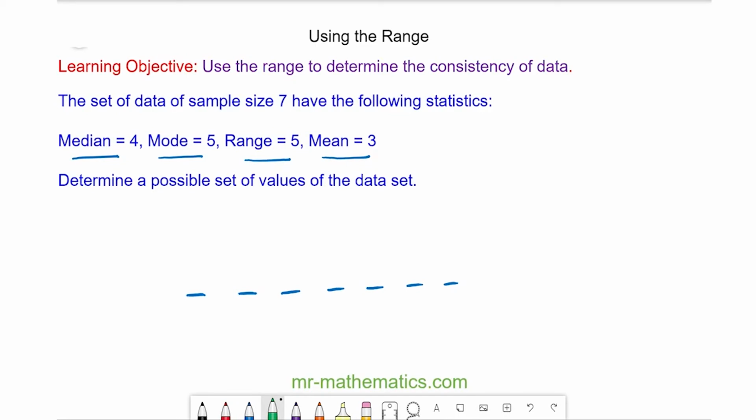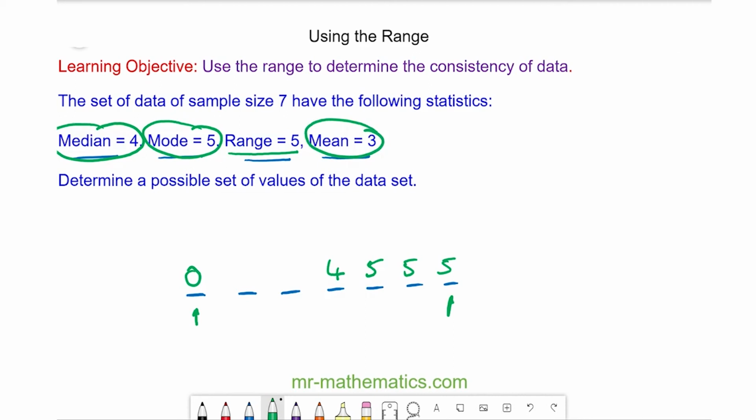So to begin with, we know the median is 4, and this must go in the middle. And we know the mode is 5, so there must be more 5s than there are 4s. We know the range is 5, so the difference between the biggest and the smallest number must be 5, so this must be 0. And we know all 7 of them have an average of 3.